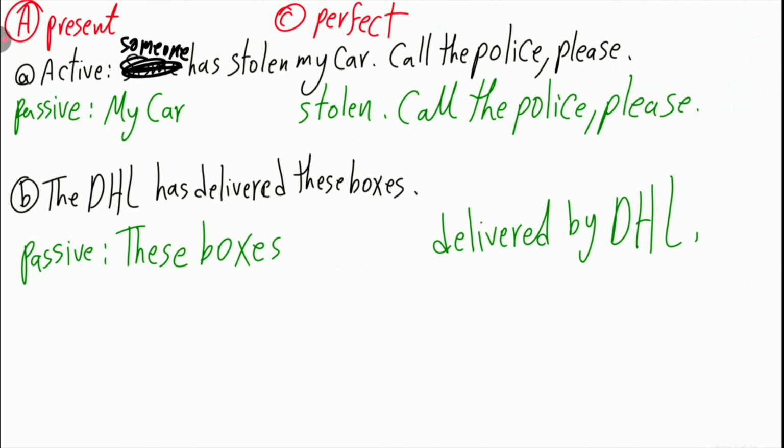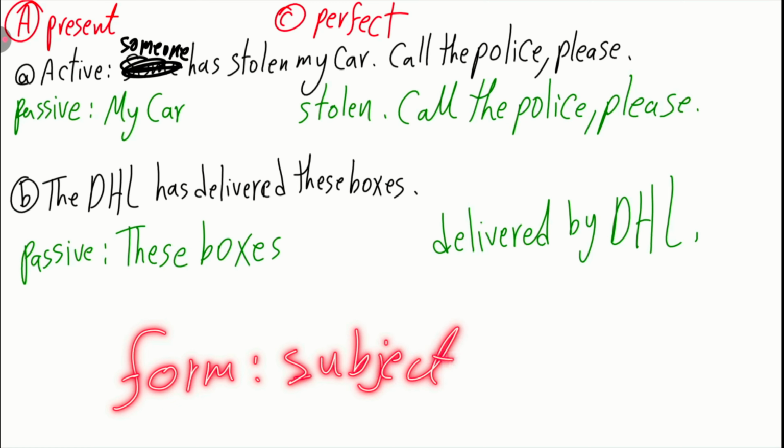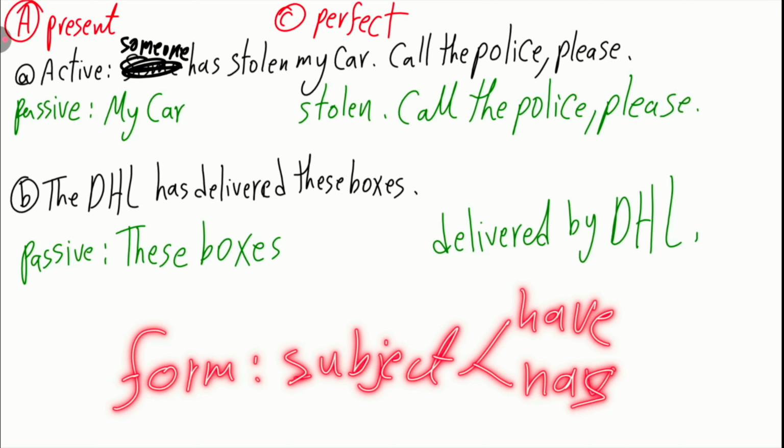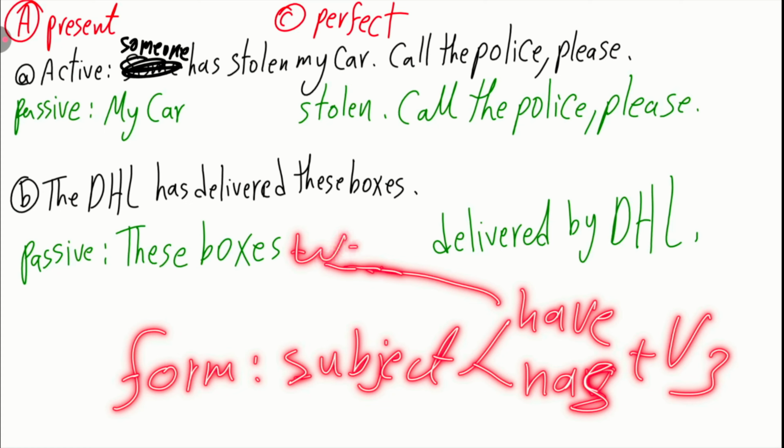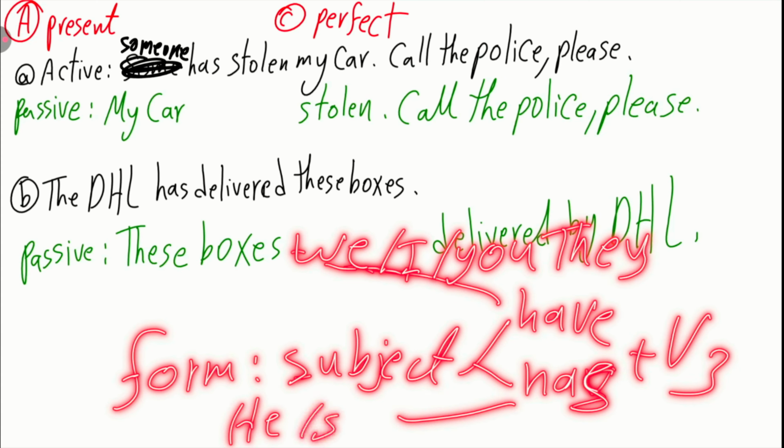Now, my friends, the present perfect. How do we know the sentence is a present perfect? Generally, the form of present perfect for the active sentence, normal sentence, we have the subject, then we have have or has, plus verb 3. Of course, when the subject is we, I, you, they, we use have, while when it is he, she, or it, we use has.